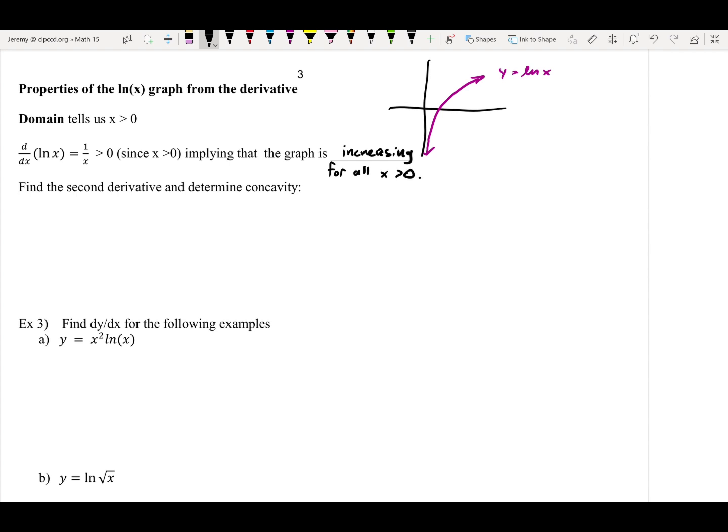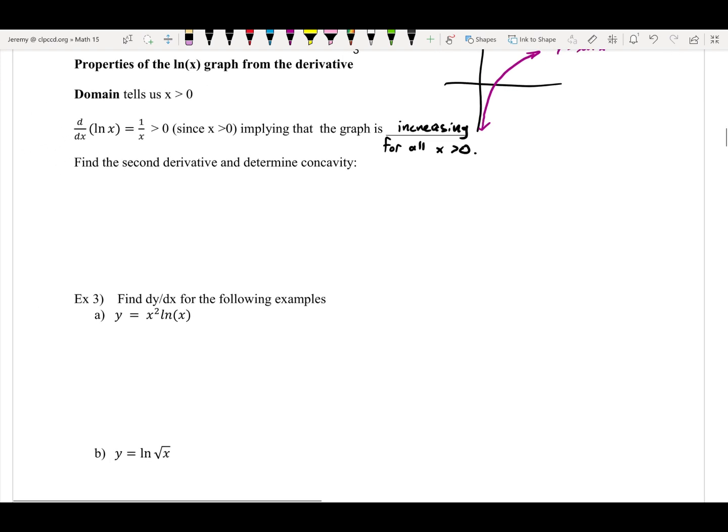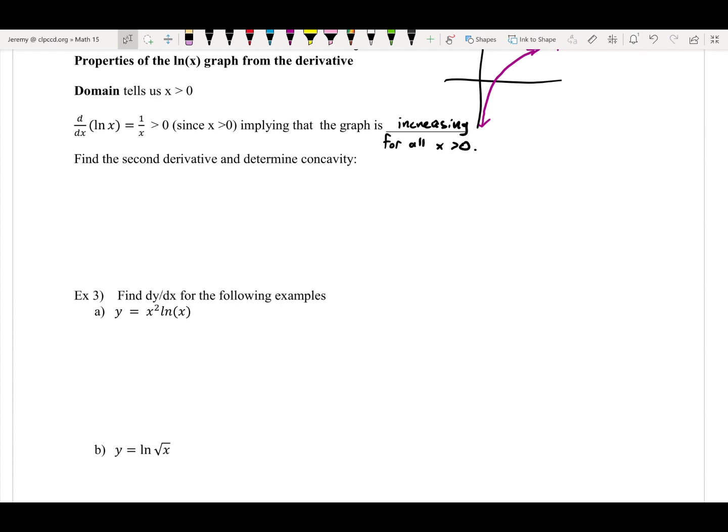All right, and that tracks. Looking at this graph, we see that this graph is strictly increasing. At no point does it start to bend down and go in that direction. It increases across its entire domain. Okay, so what about the concavity of this graph? Well, we would just find the second derivative. All right, so let's take the second derivative, d squared, like that, of natural log of x.